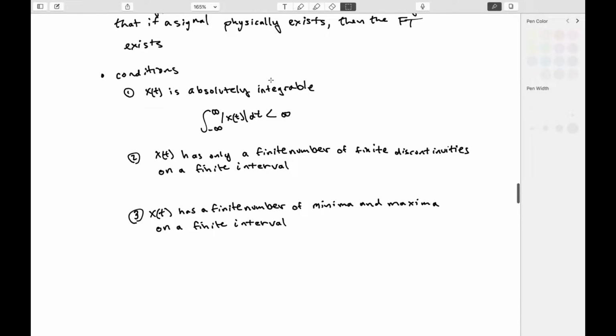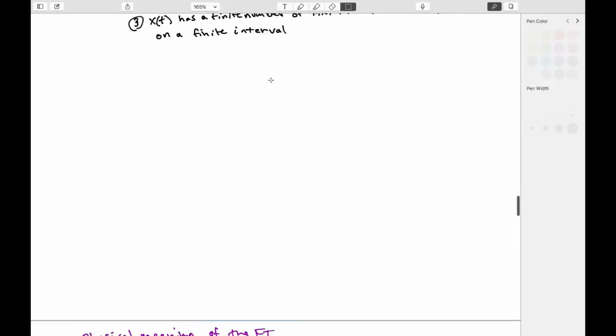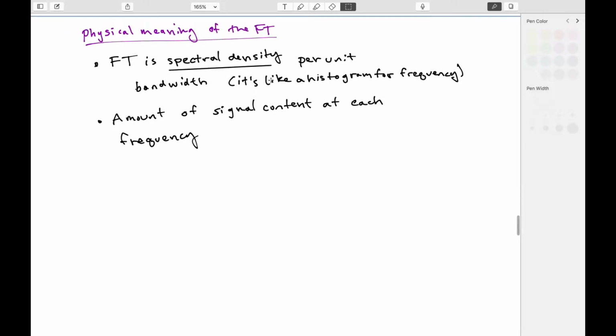And finally, x of t has a finite number of minima and maxima on a finite interval. So if I take, again, a finite set, something that has a start and a stop, in here can I count the number of minima and maxima? All these things imply the signal is a real signal, and so if I have a real signal, then I should be able to take the Fourier transform.